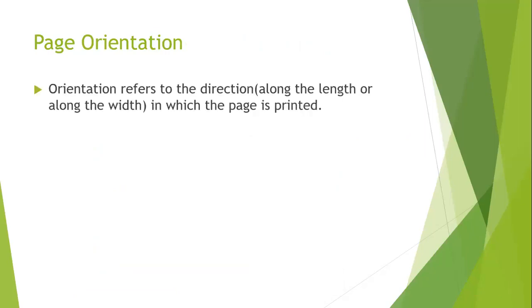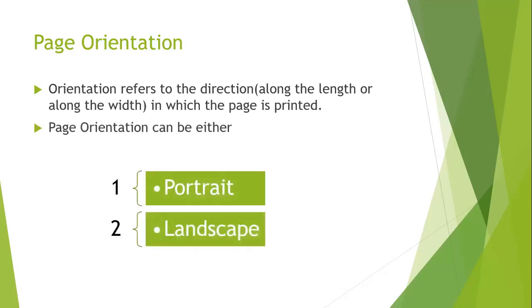Let's proceed. What is page orientation? Page orientation refers to the direction along the length or along the width in which page is printed. Page orientation can be of two types, either it is portrait or it is landscape. You can consider this example.